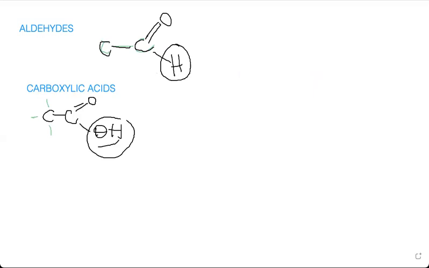Now, let's write the names. This is ethane carboxylic acid. You know very well, this is ethanoic acid. What about this one? This is aldehyde. We know very well that carboxylic acid has the suffix oic acid. We are using oic acid as a suffix for carboxylic acids. So ethanoic acid, butanoic acid, pentanoic acid, hexanoic acid.